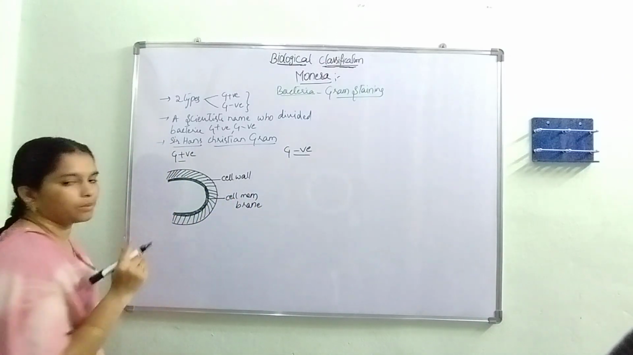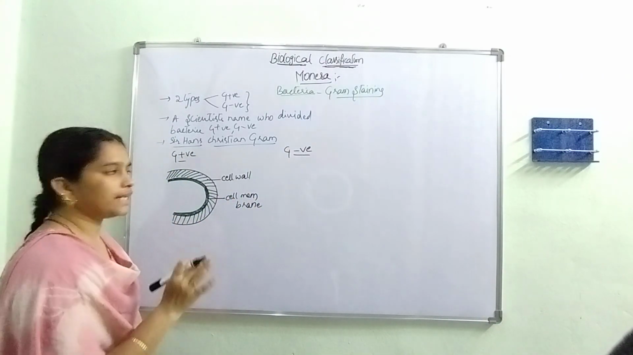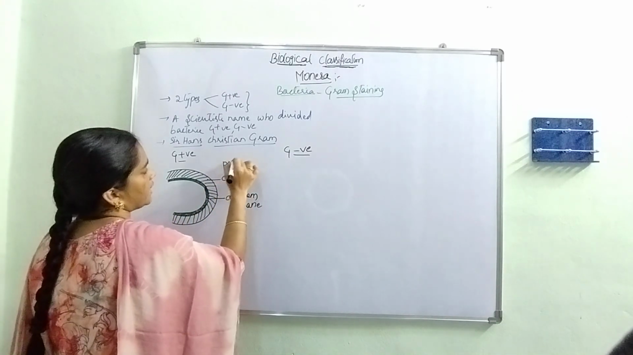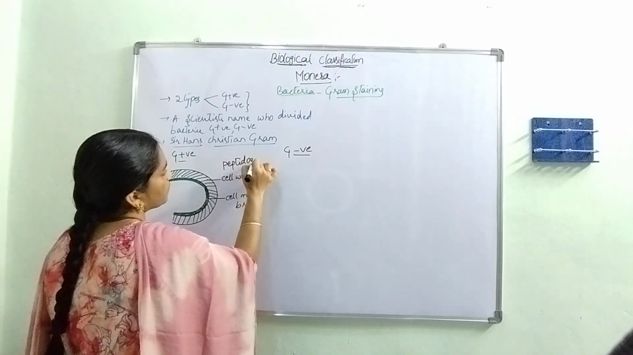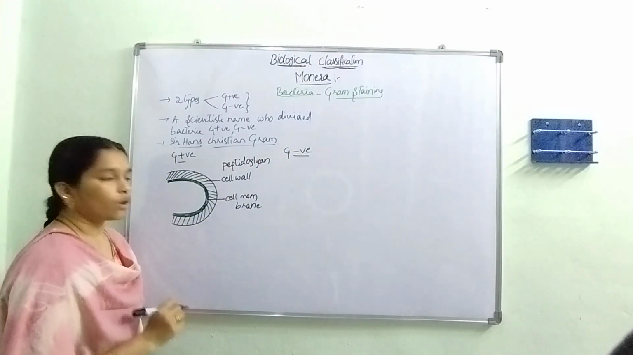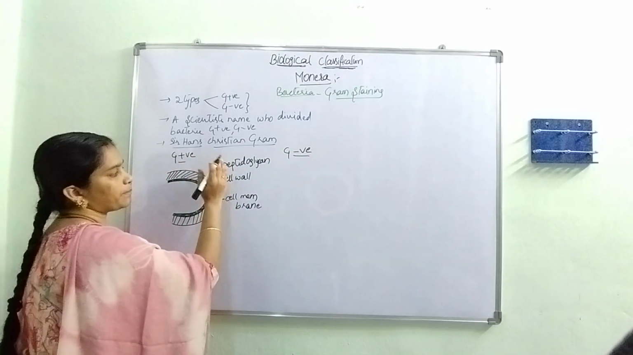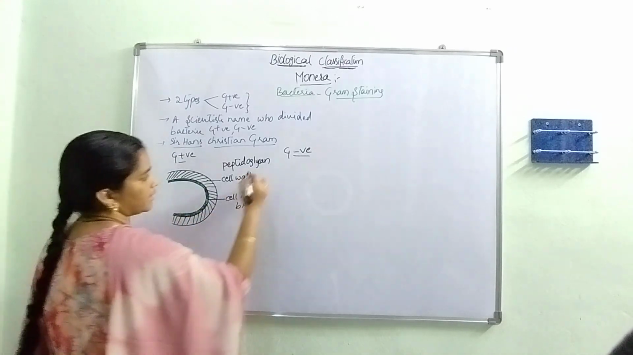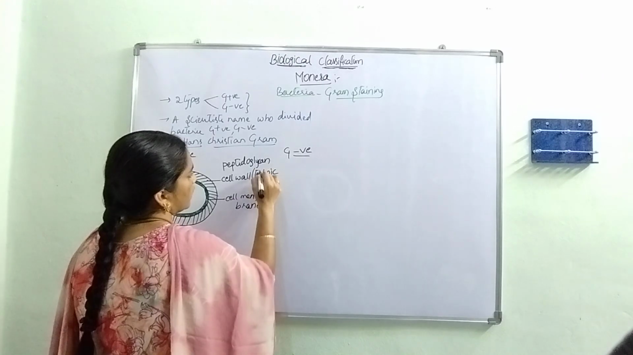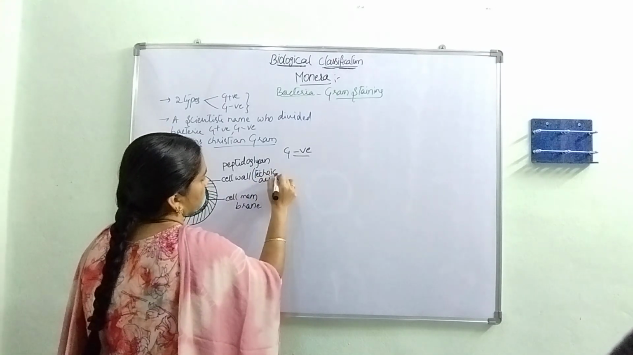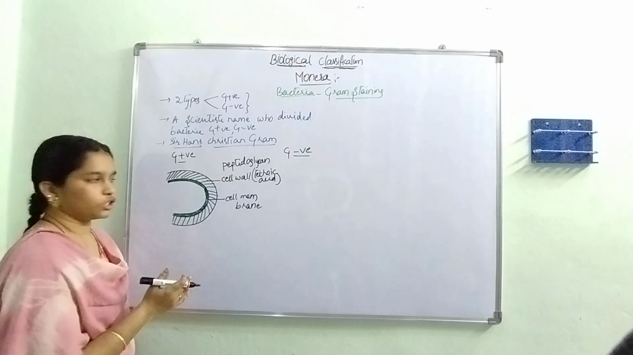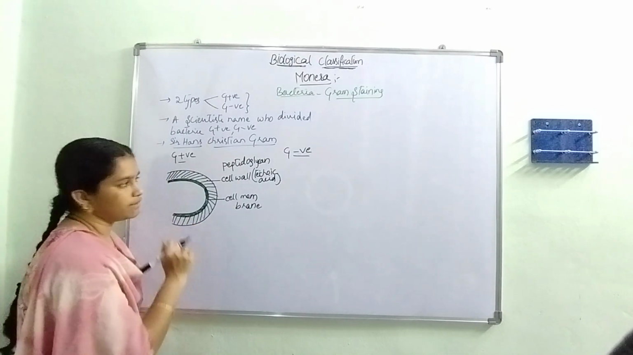The composition of the cell wall in gram positive bacteria is peptidoglycan, and the presence of teichoic acids in the peptidoglycan layer. This is the cell wall composition of the gram positive bacteria.